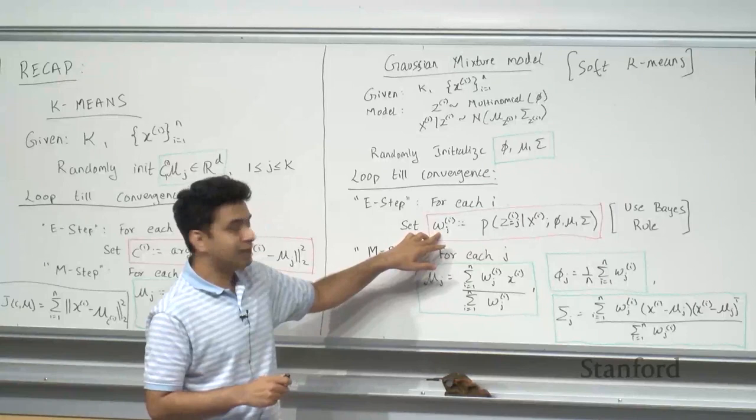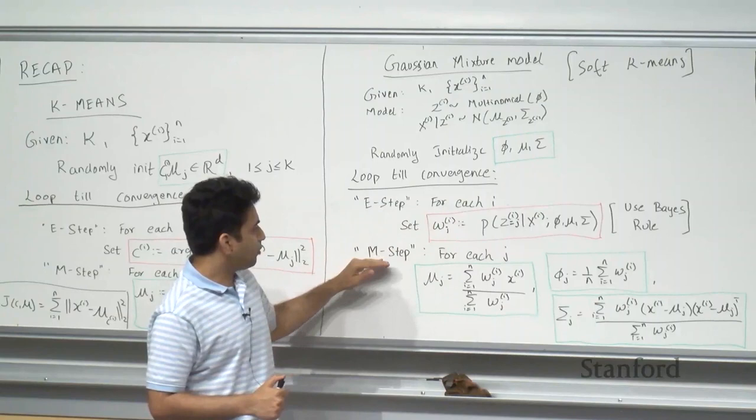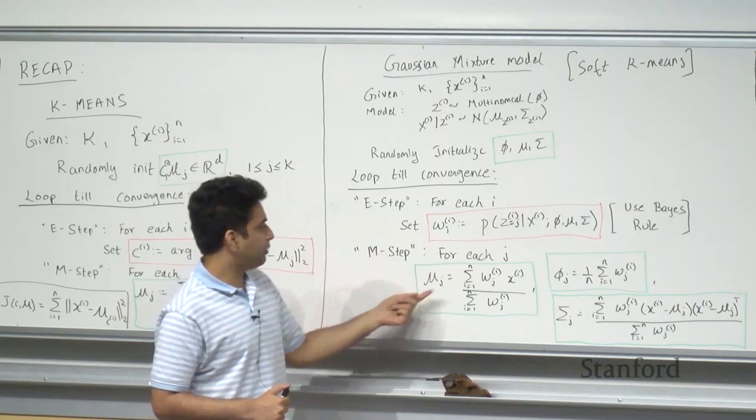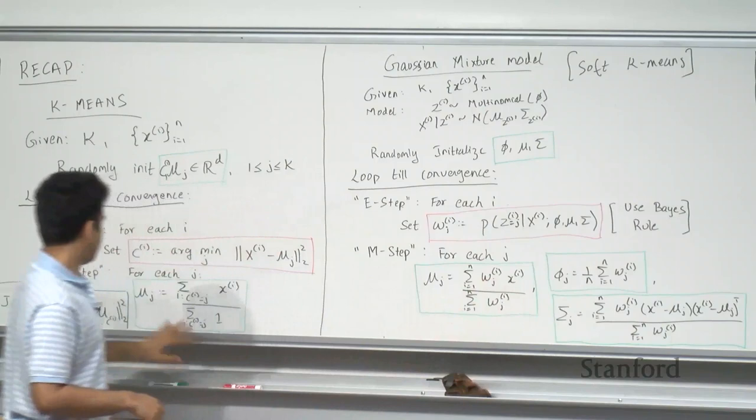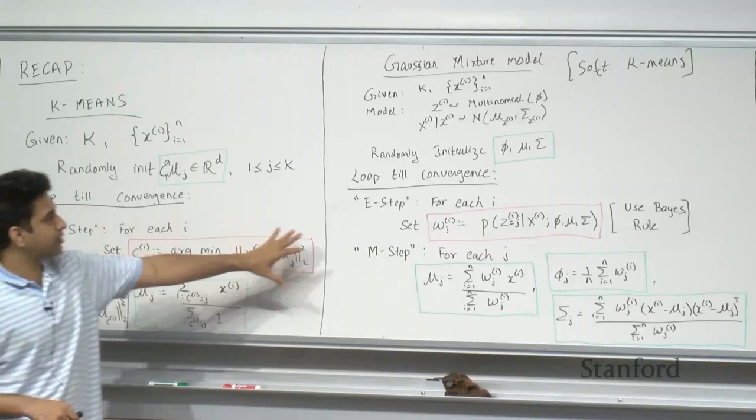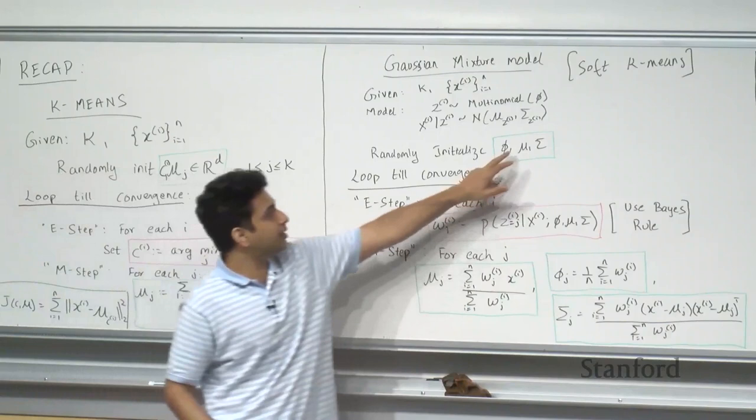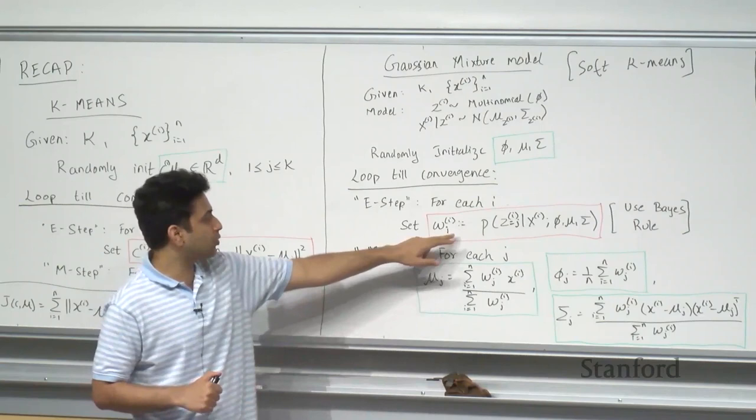And using these weights, we perform what we call the M step, which was to recalculate or update the values of the parameters using the current estimates of the weights, right? And this again was very similar to what we did with k-means, right? So the red box, think of it as the E step, and the green boxes, think of them as the M step, right? In the green boxes, we are updating the parameters based on what we derived in the E step, right?